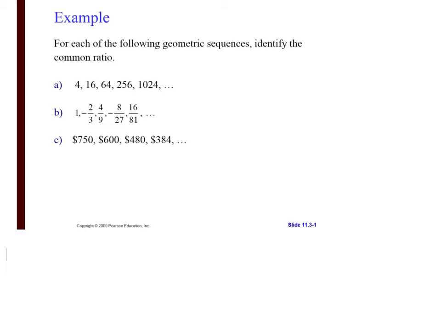So I could have done 16 divided by 4, and notice that was 4, and 64 divided by 16, and notice that was 4. So that would have told me that my common ratio was 4 that way also.